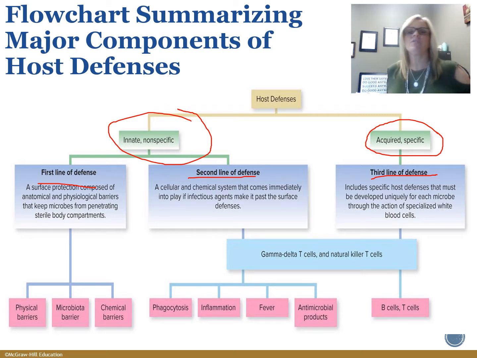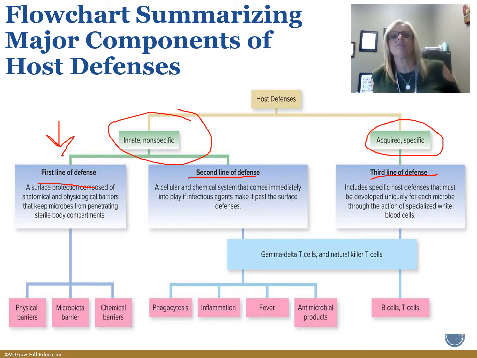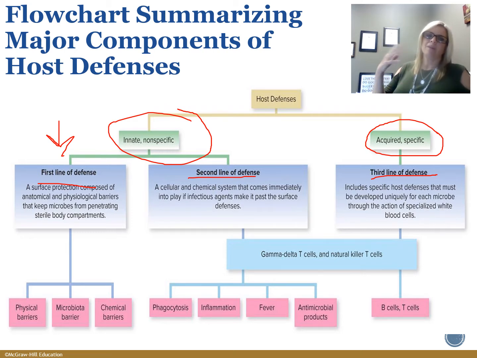Okay. So the first line of defense is where we're going to start over here. This is going to be a unique type of surface protection composed of anatomical and physiological barriers. And you've already heard me talking about this, okay? These keep microbes from getting through to sterile body compartments. We're going to have physical barriers, chemical barriers, and even some genetic components. Physical barriers are going to be things like unbroken skin, mucous membrane, hairs, tears, flow of fluids is what I like to call those.